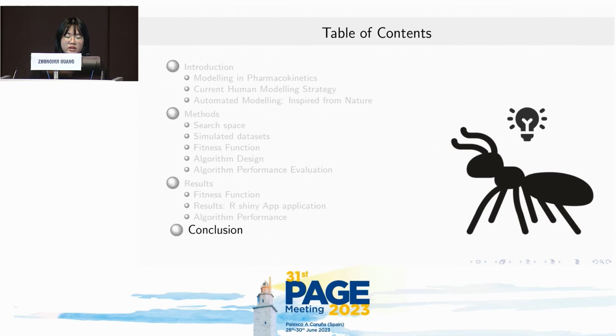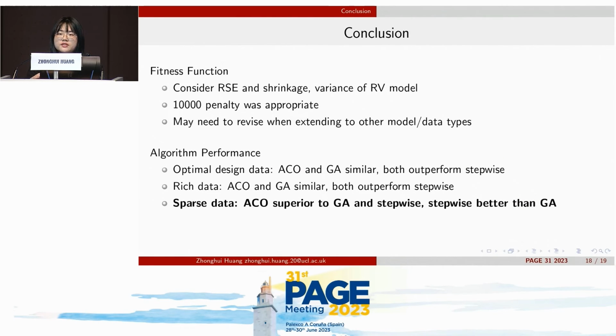What we conclude from this study is, first, for the fitness function exploration, it is very important to consider the RSE shrinkage and the variance of the residual error model as penalties. In our design case, a 10,000 penalty was appropriate, but it may need to be revised when extending to other PK scenarios. For algorithm performance, for optimal design data and rich data, ACO and GA show similar performance, but both of them outperform the stepwise algorithm.